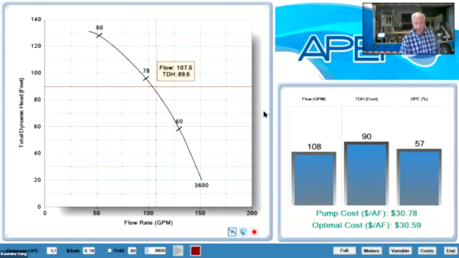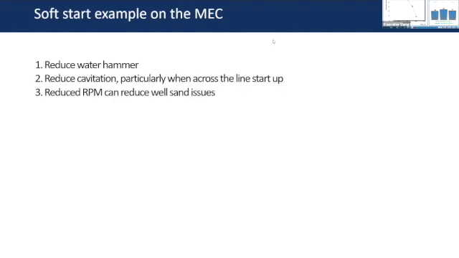All right. Let's go back to the PowerPoint for a second. I'm going to leave this running. So reduce water hammer, reduce cavitation, particularly when they cross the line start. Oh, I got the wrong, I got to get the different mouse here. Sorry about that. And reduced RPM can reduce well sand issues. I don't know if I count that unless you know for sure it can, but I think in many cases, when you don't have to shut your well down completely and you don't get that sand build up and you can run it real slow, you can keep that sand issues from occurring. I've heard that people are doing it successfully with that.